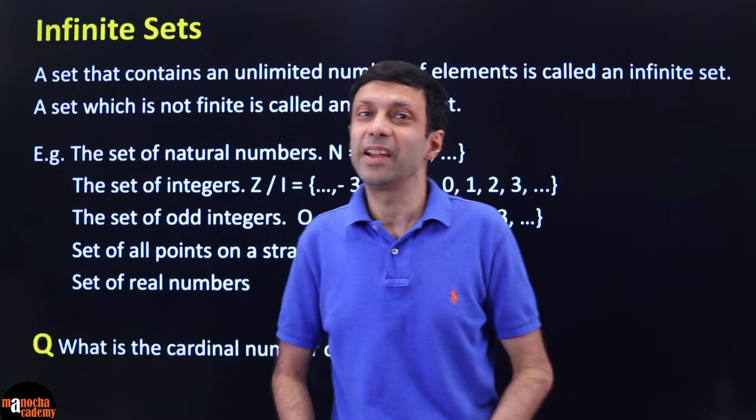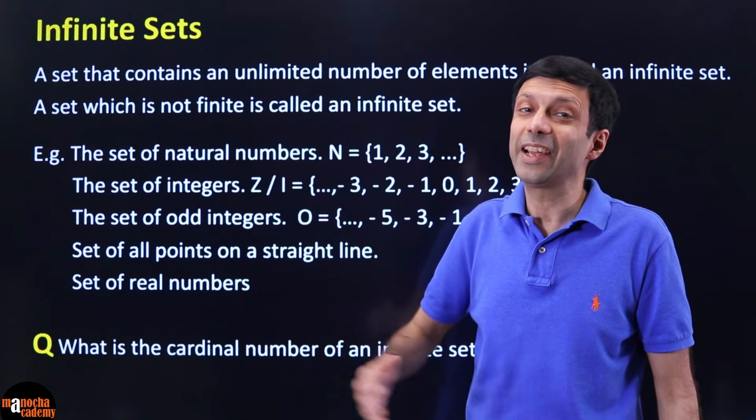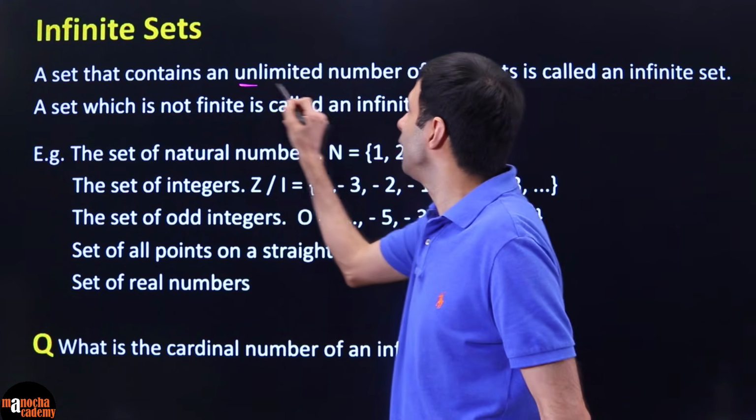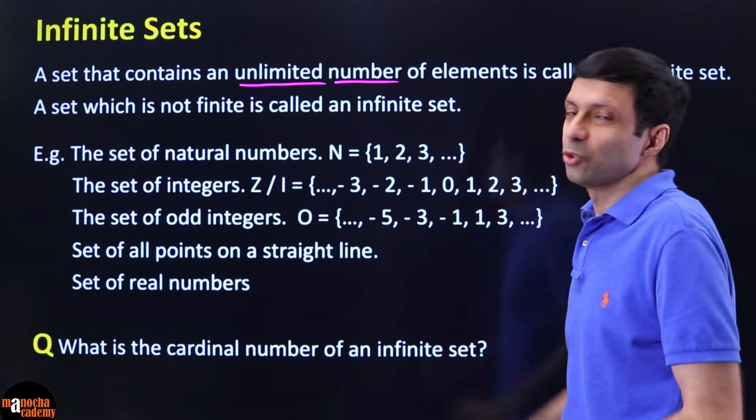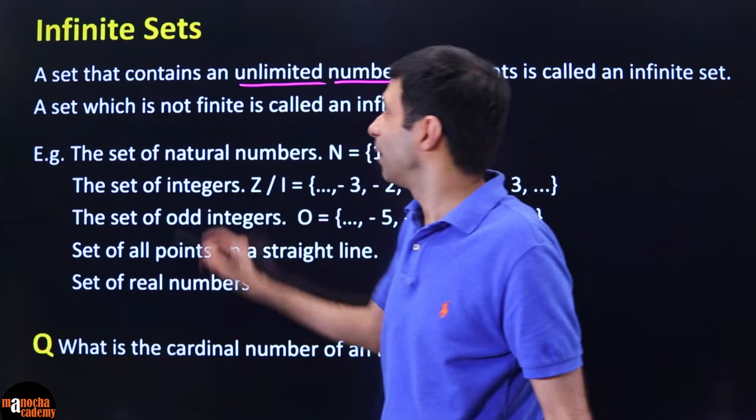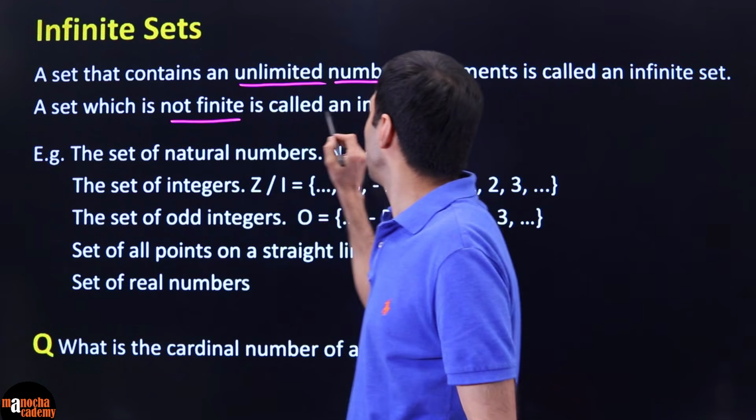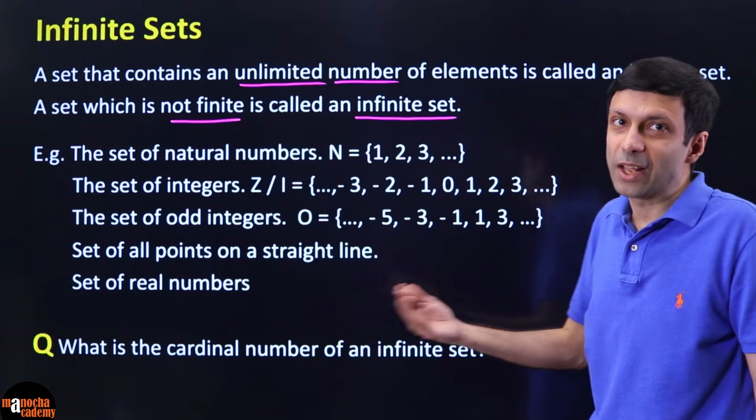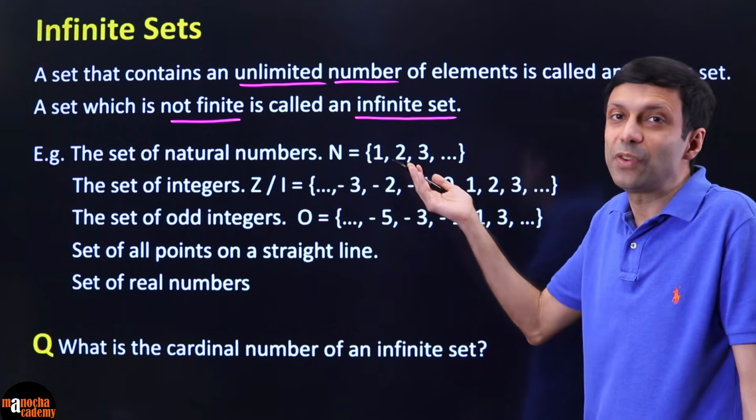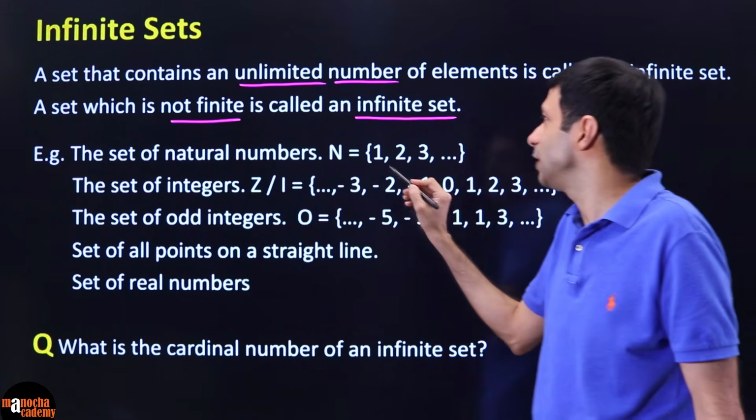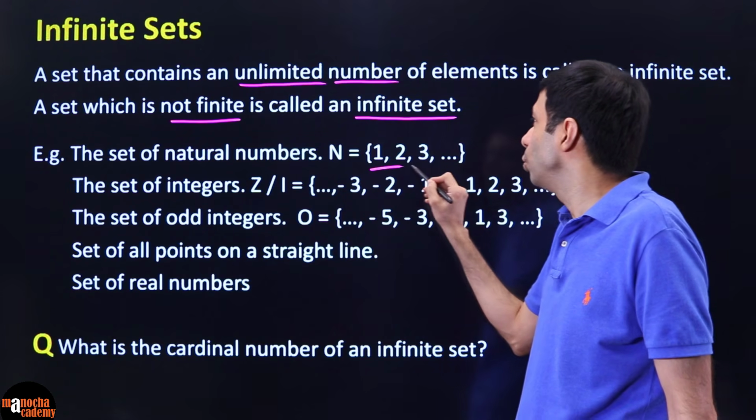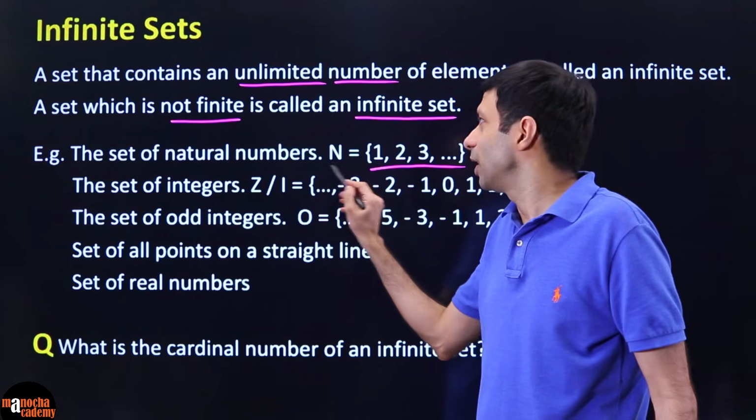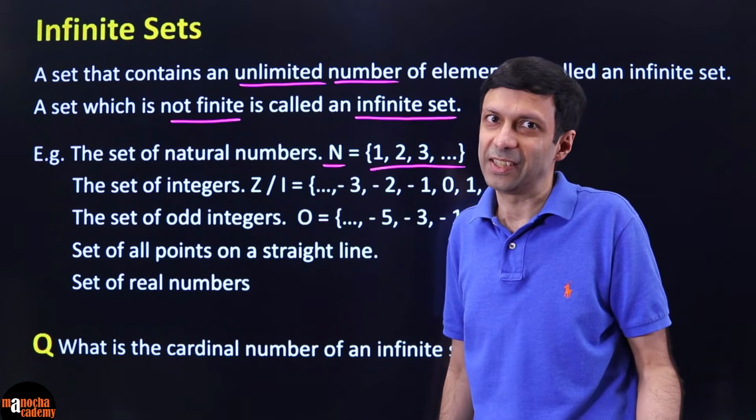Now let's look at infinite sets. They are like the opposite of a finite set. Infinite set contain unlimited number of elements. So it is having infinite number of elements, not finite, and that is why it is called an infinite set. What are some examples? If you take the set of natural numbers, means all the counting numbers, 1, 2, 3, 4, 5, 6, and we can go on and on. So set of natural numbers N is an infinite set.